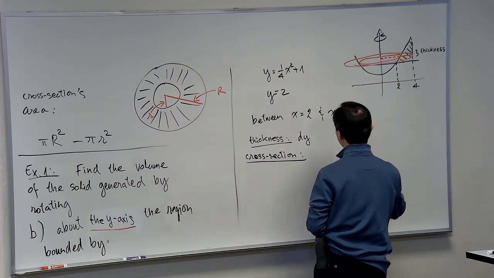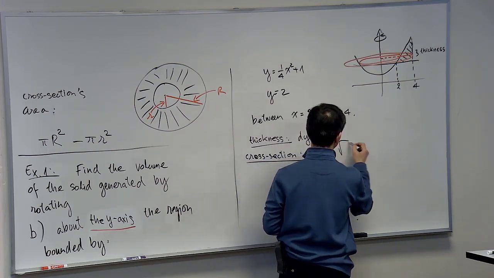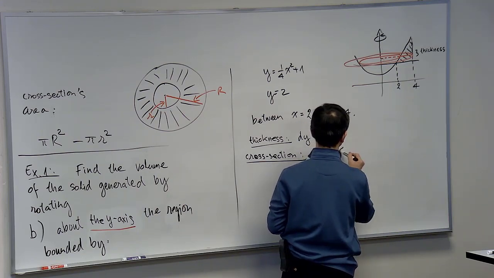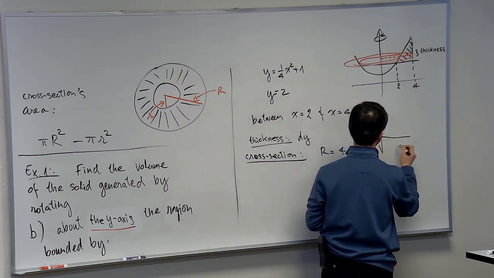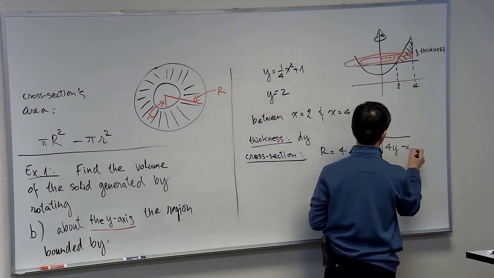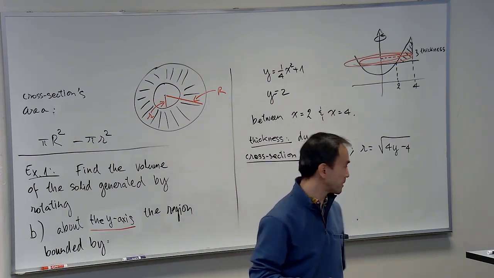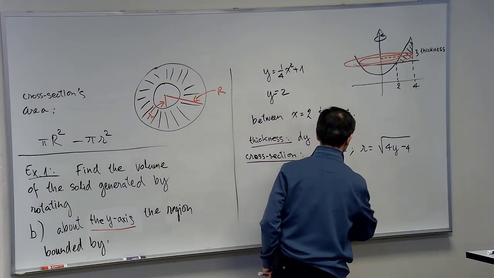Now we know that the larger radius, big R, has to be the positive. Big R is actually only 4, but the little r is the positive square root of 4y minus 4. Just note it down, it doesn't hurt, a little bit of space for the extra step like that. All right, so now we're going to multiply that together.